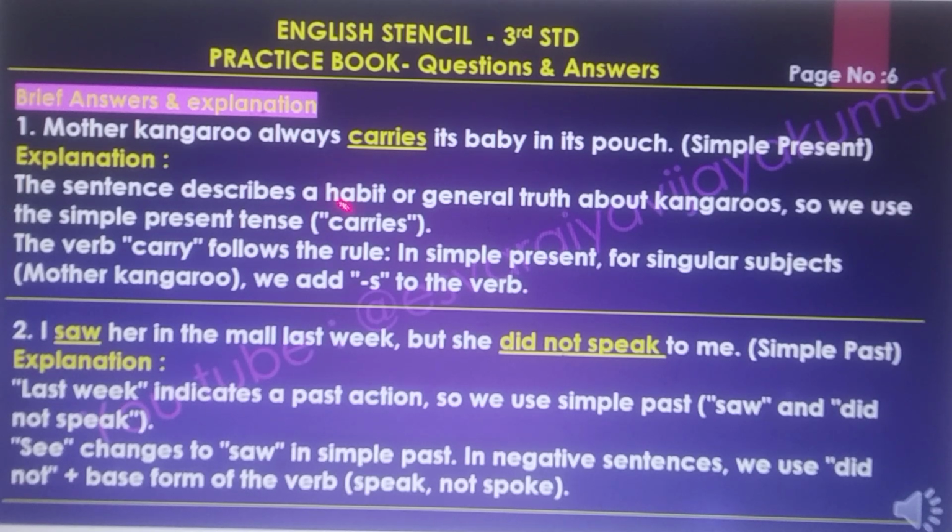The mother kangaroo always carries its baby in its pouch. Simple present tense. The sentence describes a habit or general truth about kangaroos. So we use the simple present tense, carries. The verb carry follows the rules: in simple present, for a singular subject, mother kangaroo, we add es to the verb.